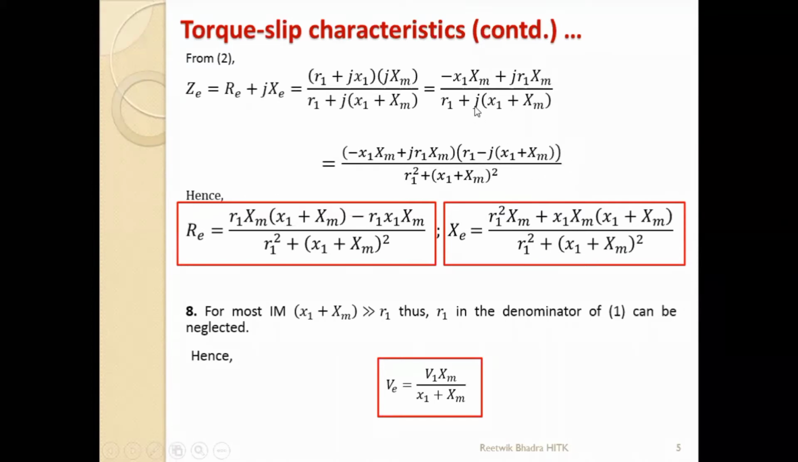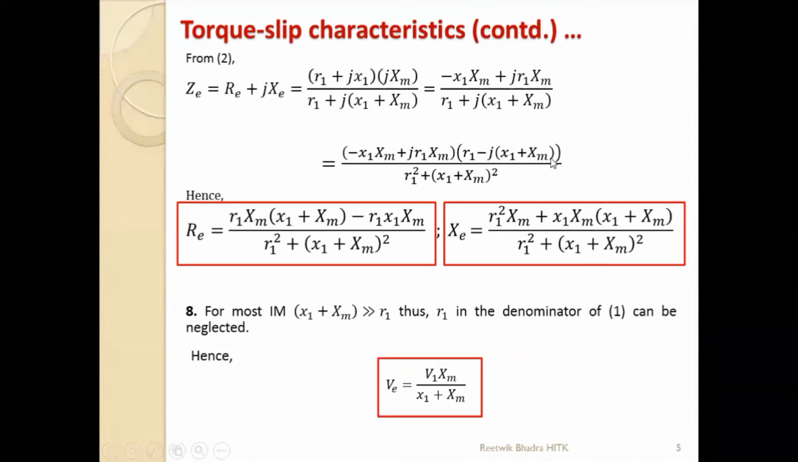You can understand this minus and plus will give you minus, and this J and J square will again give you minus. So that minus minus becomes plus. So this becomes plus over here. So R1 square plus X1 square plus XM square. And the upper term over here is multiplied with this one.